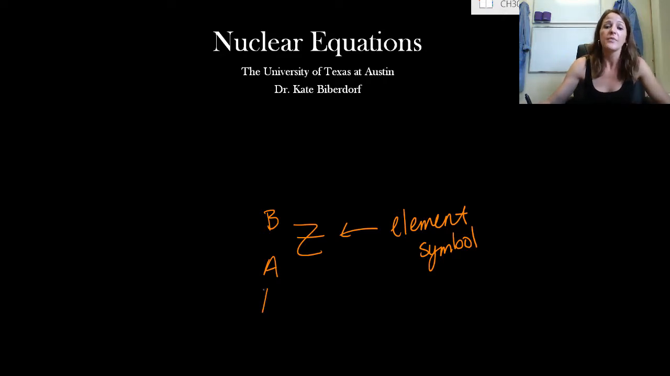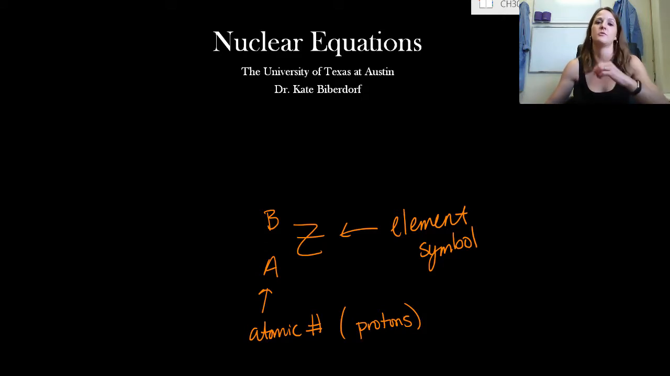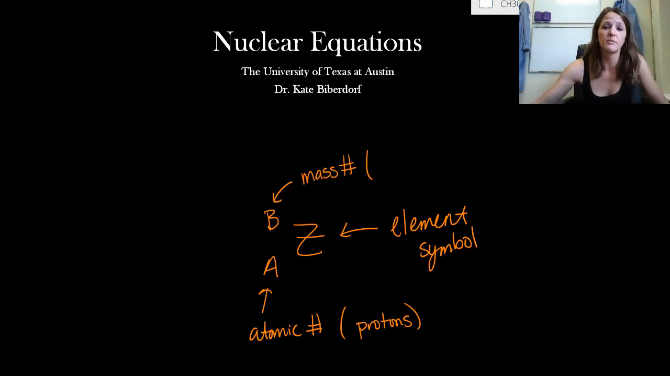We also have A. A is usually referred to as your atomic number. Your atomic number indicates your number of protons. So that's going to tell you how many protons are in the nucleus of this specific element. And then the last term we have up here is your superscript, and that is your mass number. Usually when we talk about a mass number, we say it's the number of protons plus your number of neutrons. So we're going to add those two together.